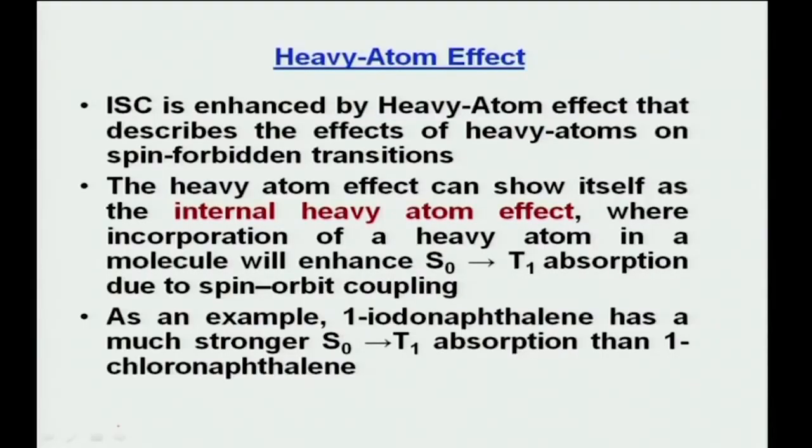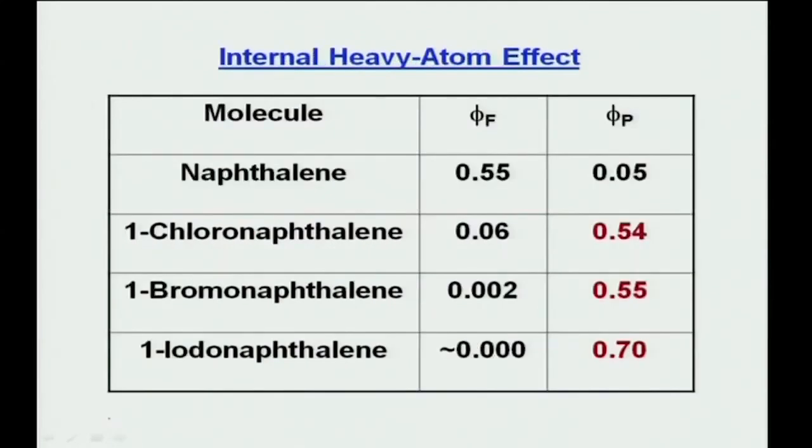So, as an example, 1-iodonaphthalene has a much stronger S0 to T1 absorption than 1-chloronaphthalene. Both are naphthalene derivatives, right? One has chlorine, the other one has iodine. Which one is heavier? Iodine is heavier. So where would you see a better T1 population? In the case of iodonaphthalene, right? That is why this table is very informative. It is referred to as the internal heavy atom effect.